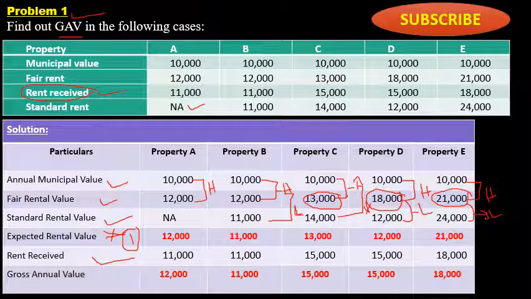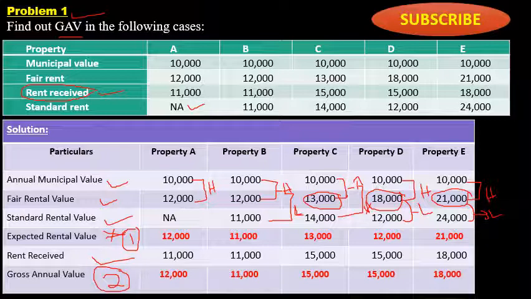These are the values which are given in the problem. Rent received is given in the problem, so that has been entered here: 11,000, 11,000, 15,000, 15,000, and 18,000. Now the next stage, the second stage, is a calculation of gross annual value.